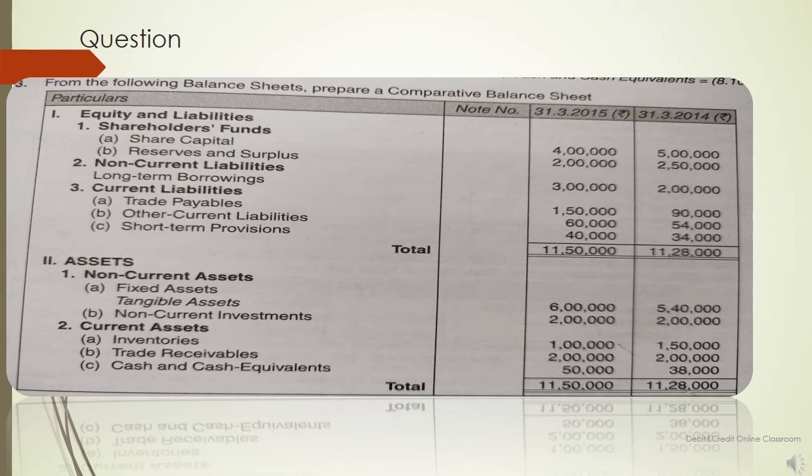In the question, in the first column, the figures of the current year are given, and in the second column, those of the previous year. But while preparing the comparative balance sheet, the previous year should come to the first amount column and the amount of current year should go to the second column.